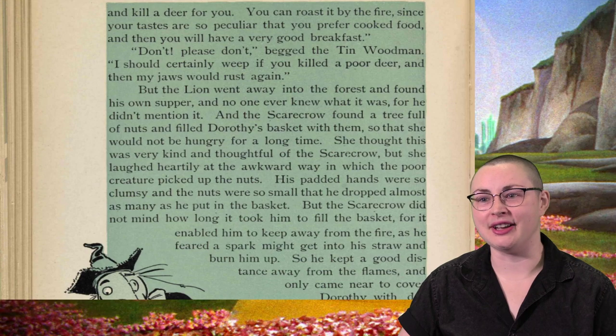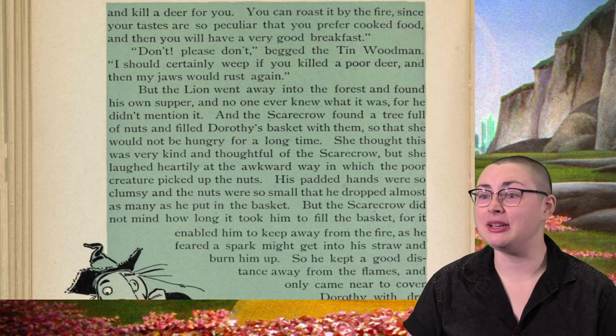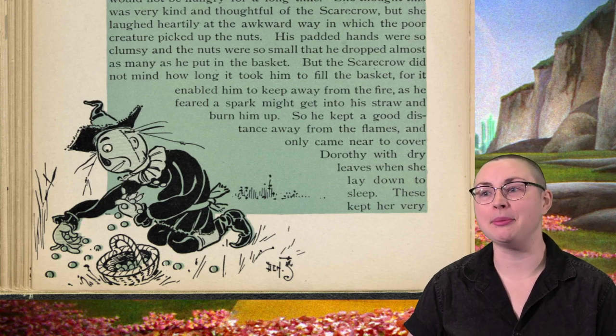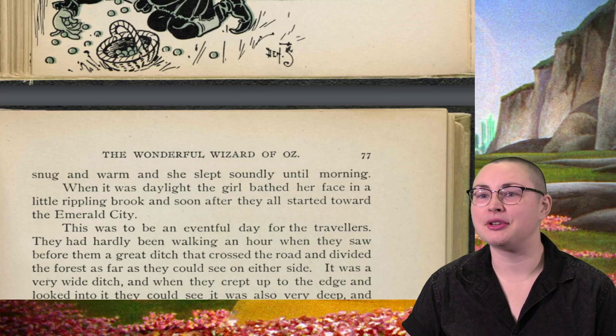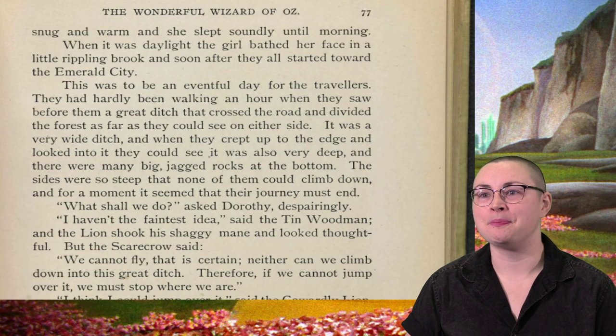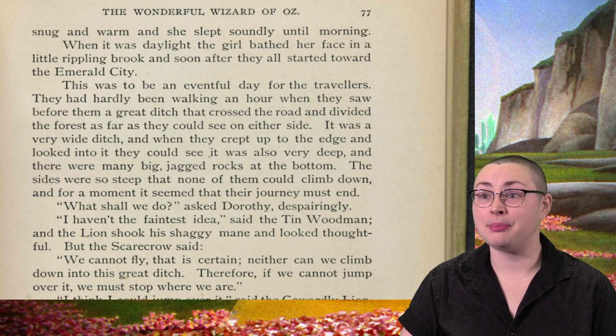But the scarecrow did not mind how long it took him to fill the basket, for it enabled him to keep away from the fire, as he feared a spark might get into his straw and burn him up. So he kept a good distance away from the flames, and only came near to cover Dorothy with dry leaves when she lay down to sleep. These kept her very snug and warm, and she slept soundly until morning. When it was daylight, the girl bathed her face in a little rippling brook, and soon after they all started toward the Emerald City.